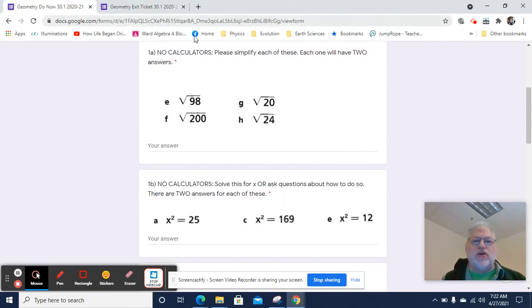And the first question, no calculators. Please simplify each of these. Each one will have two answers. So the first thing you want to do for each one of these is look for any perfect squares that are hiding as factors inside of them.